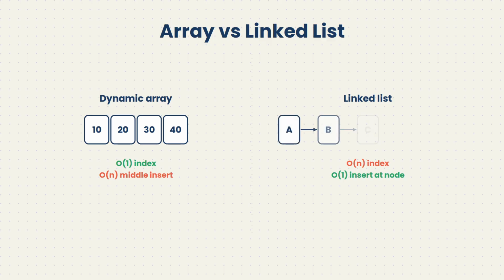You might wonder how this compares to a linked list. A dynamic array stores everything in one continuous block, which makes index access instant but middle inserts slow. A linked list stores separate nodes connected by links, which makes inserts at a known position fast but index access slow, because it must follow the links one by one. They are mirror images, and we will explore the linked list in the next video.